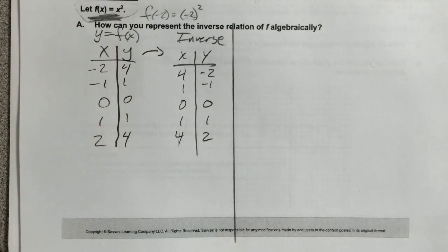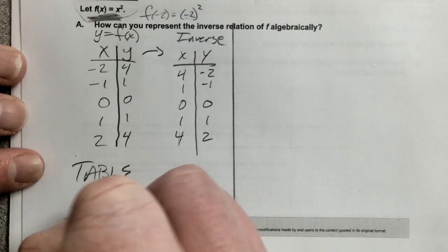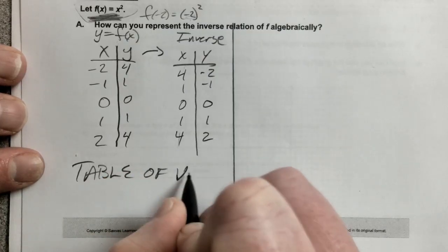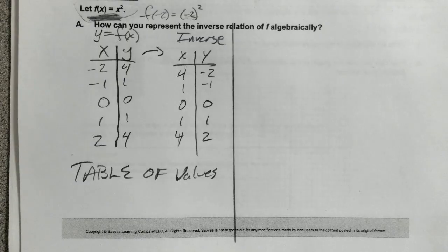Do we have to show any work, or we just switch? We just switch it. There's no math to do here when I'm dealing with a table of values. All I do is take all of my x values and make them y values. I take all my y values and make them x values. I'm just going to switch them around.